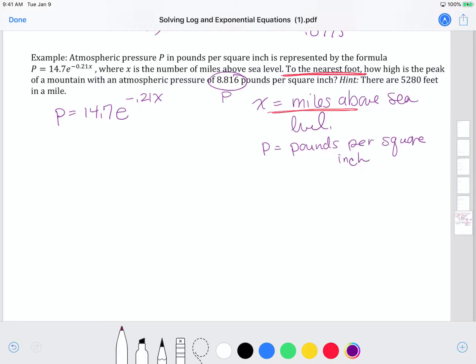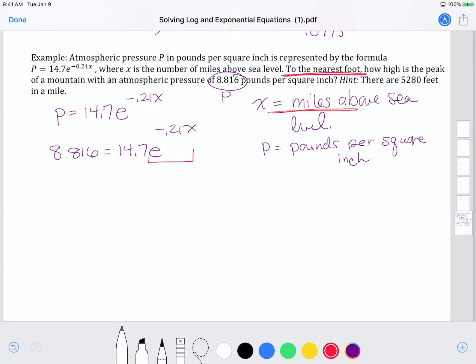Okay, so we are going to put in for P 8.816. That's our atmospheric pressure. And we need to solve for X, which is the height in miles above sea level of the mountain. So here we have an exponential equation. I know it's an exponential equation because I have X, what I'm trying to solve for, in the exponent. So when we solve an exponential equation, we want to isolate the exponential part, which would be this, and then put it in log form.